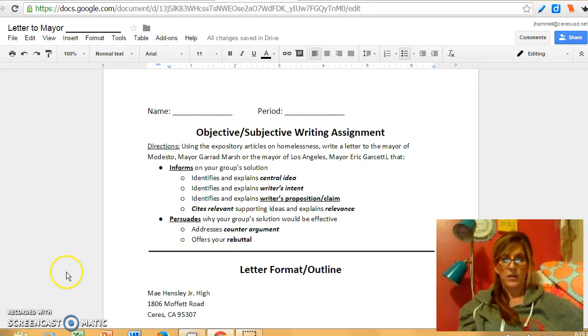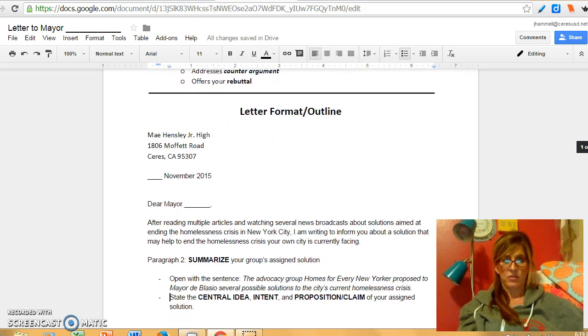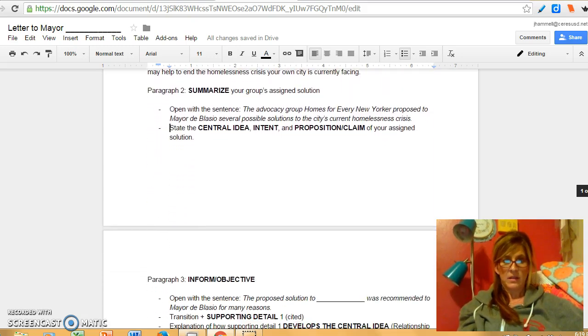Okay, so today you are going to be writing paragraphs 2 and 3 of your objective subjective writing assignment letter to the mayor that you chose. So here you see your prompt. You should have your prompt out on your desk. You're going to be writing this paragraph. Paragraph number 2, summarize your group's assigned solution.